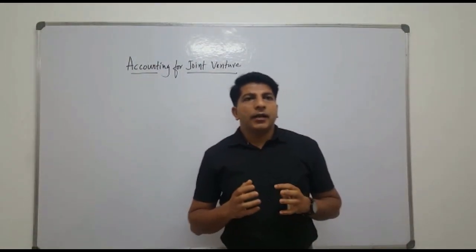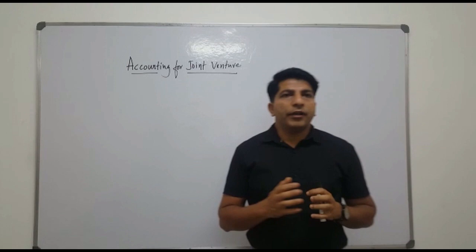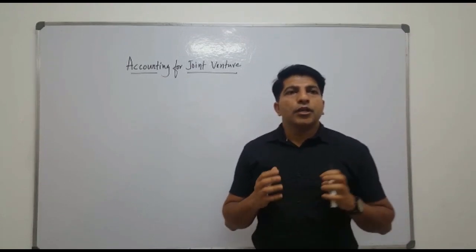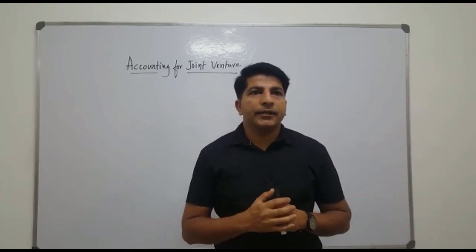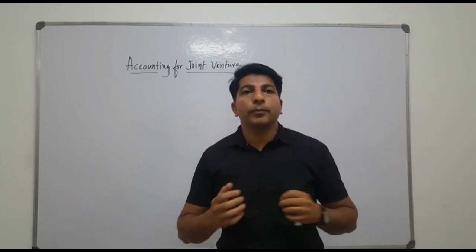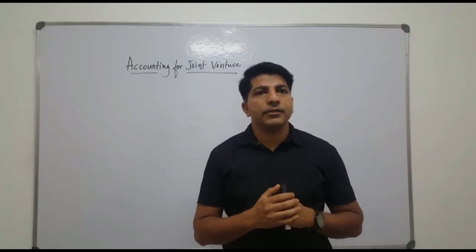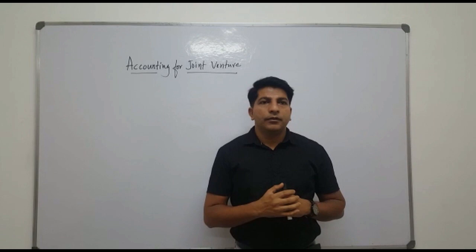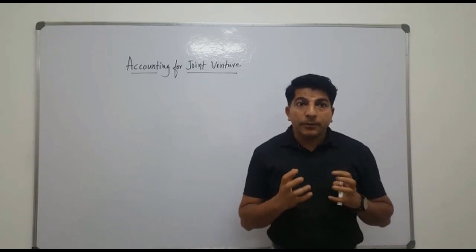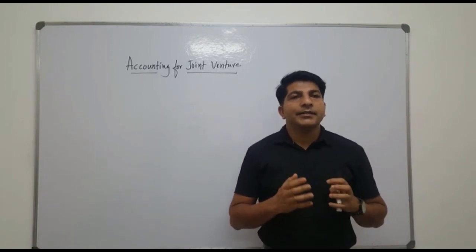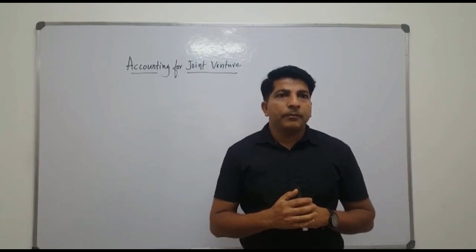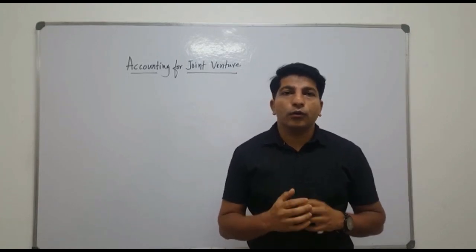In this video, I will explain about accounting for joint ventures. Joint venture is a short-term business undertaken jointly by two or more persons who share the profits and losses in an agreed ratio. It is a short duration special purpose business. It is just like a partnership. Parties in joint venture are called co-venturers.